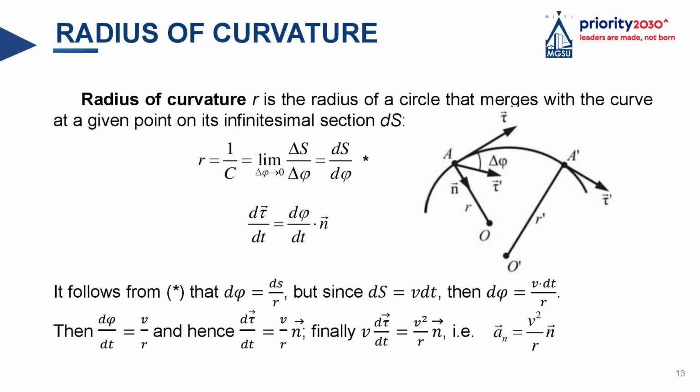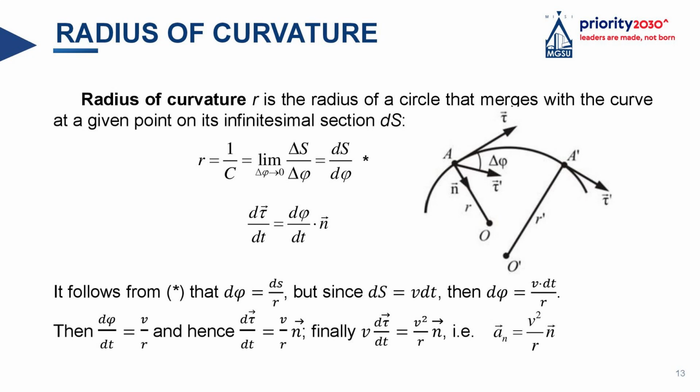And our next point is radius of curvature. R is the radius of a circle that merges with the curve at a given point on its infinitesimal section ds. And the formula of radius of curvature you can find also in the presentation slide. The centers of such circles are the centers of curvature of points O and O'. Please look at figure number 3.